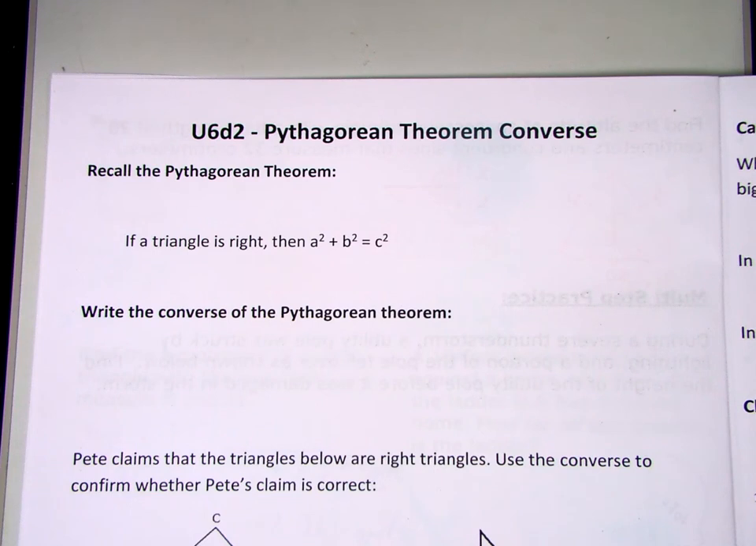Alright, so today we're going to be looking at the converse of the Pythagorean Theorem. Remember, my Pythagorean Theorem says if a triangle is right, then a squared plus b squared will equal c squared. So today we're going to look at the converse of that. So that means we need to identify our hypothesis and our conclusion.